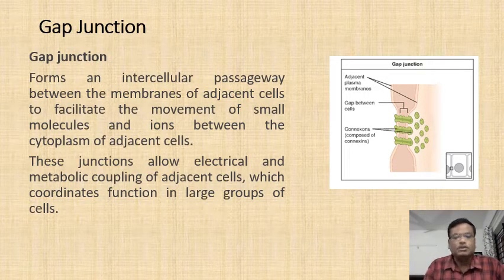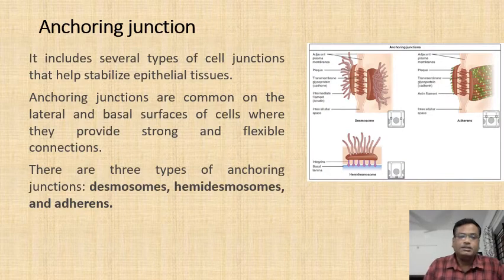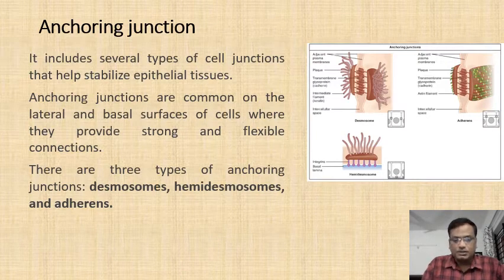The cells which show this kind of function need movement of molecules between the cells, and that is possible because of these gap junctions. And the third kind of junction we find between the cells of epithelial tissue is the anchoring junction.